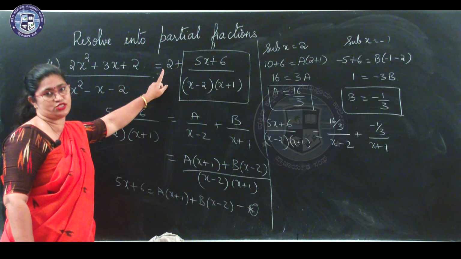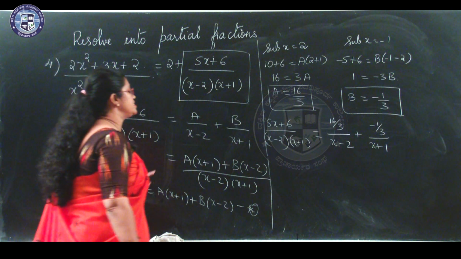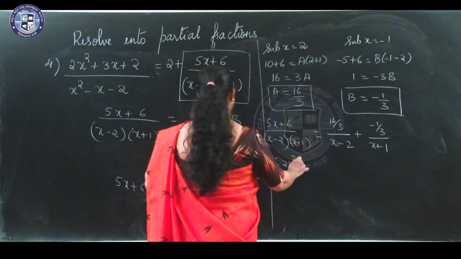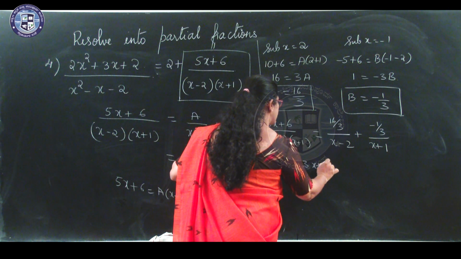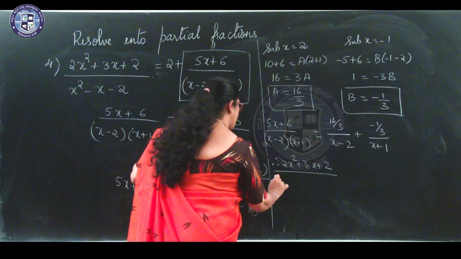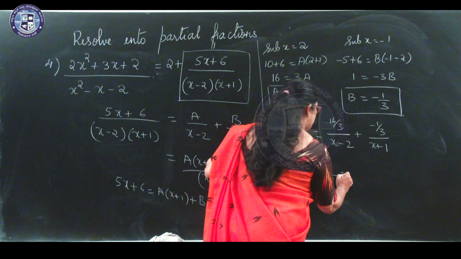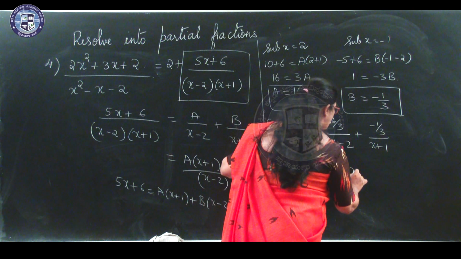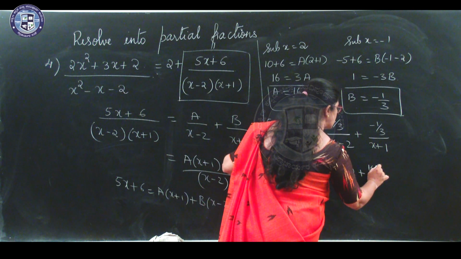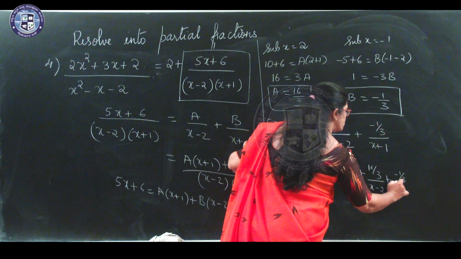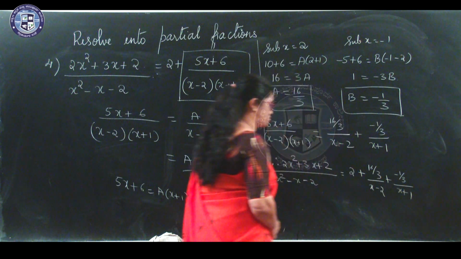Don't forget this 2. So, the final answer is, therefore, (2x square plus 3x plus 2) by (x square minus x minus 2) is equal to 2 plus (16 by 3) by (x minus 2) plus (minus 1 by 3) by (x plus 1).